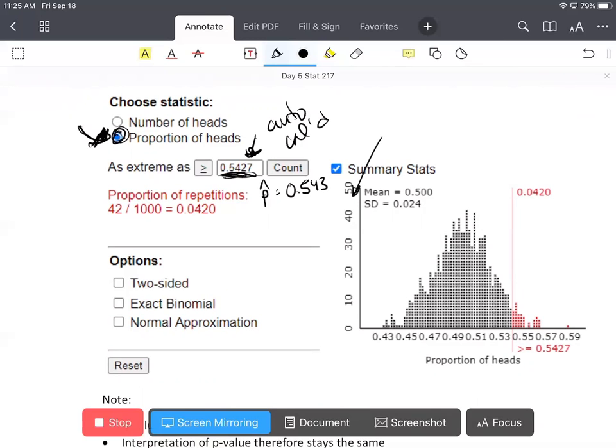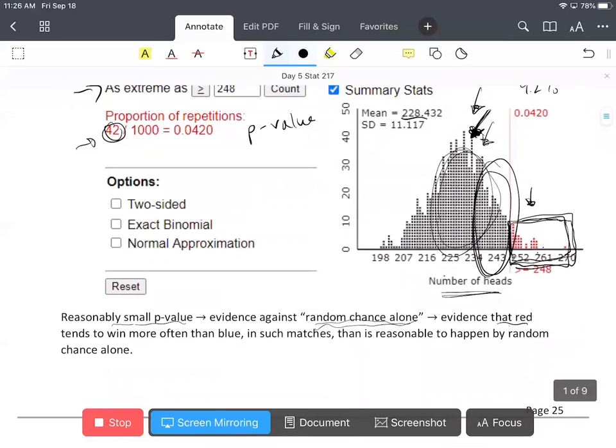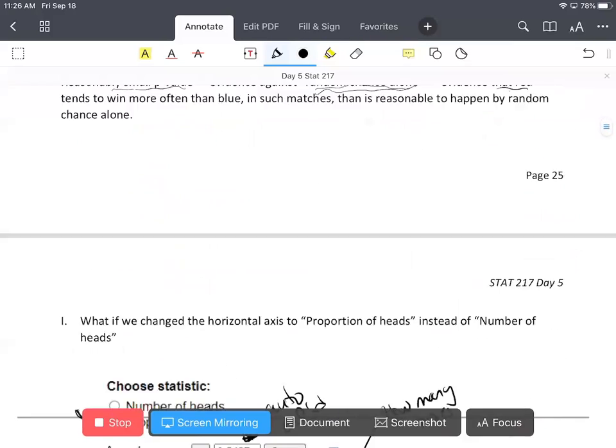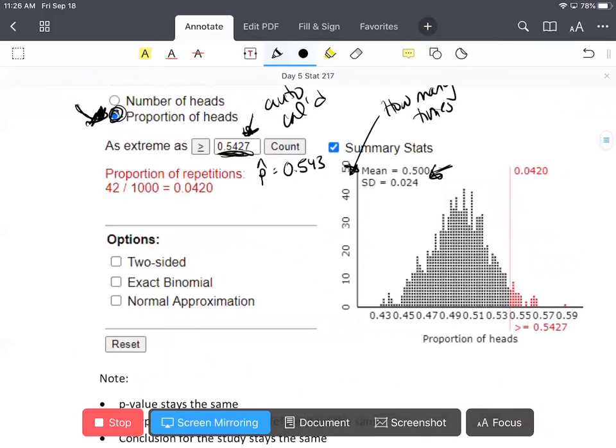This, remember, is telling us how many, so this is a count. So how many times it occurred. When those 1,000 matches, how many times, or with 1,000 flips, how many times did it come up heads? When I look at this now, did anything actually change? Well, my mean, let's see, my mean here is 0.5. Did that change? Well, yes. And so did my standard deviation if you look at them. If you think about it though, that makes total sense because we're going from a count to a proportion.